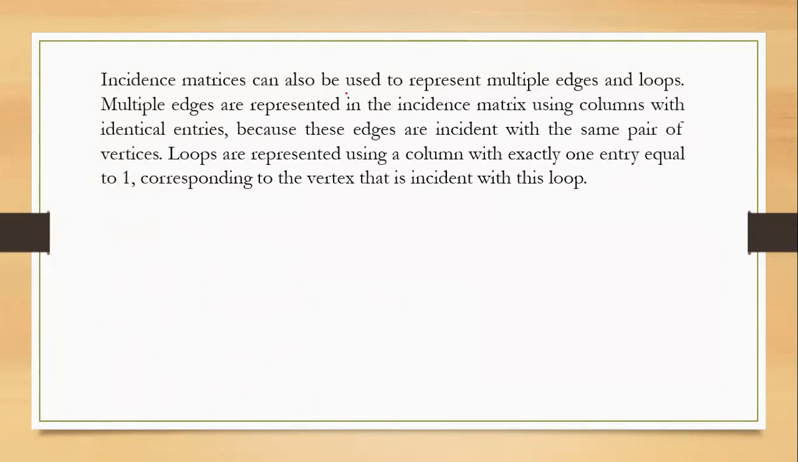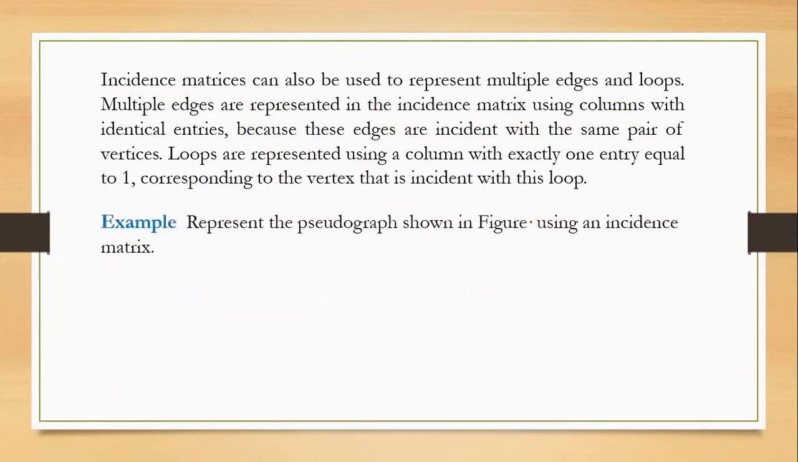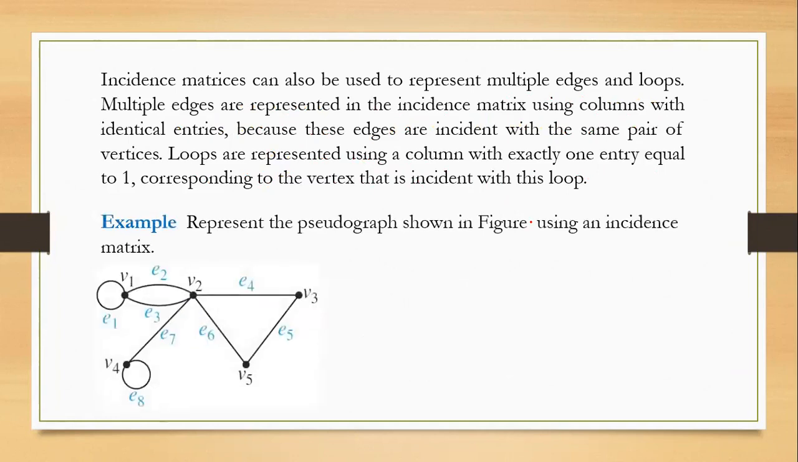Now the next thing is, the incidence matrix can also be used to represent multiple edges and loops. Multiple edges are represented in the incidence matrix using columns with identical entries because these edges are incident with the same pair of vertices. Loops are represented using a column with exactly one entry equal to 1 corresponding to the vertex that is incident with this loop. Now let's look at the same.